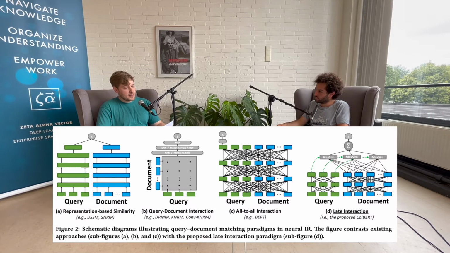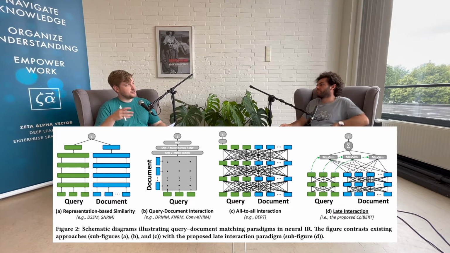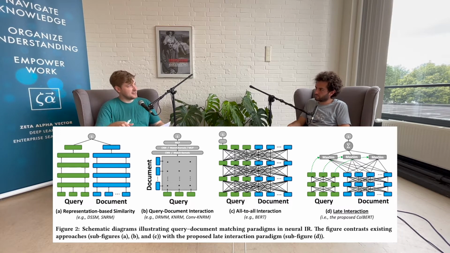In figure 2, they have a nice representation of the family of methods for neural retrieval at the time. Maybe you can walk us through that. Yeah, to put this in context, this is one of the first dense retrieval methods. Dense retrieval wasn't an established thing at the time of this paper. In the figure, they show two paradigms from pre-BERT methods, which they call representation-based similarity and query-document interaction.